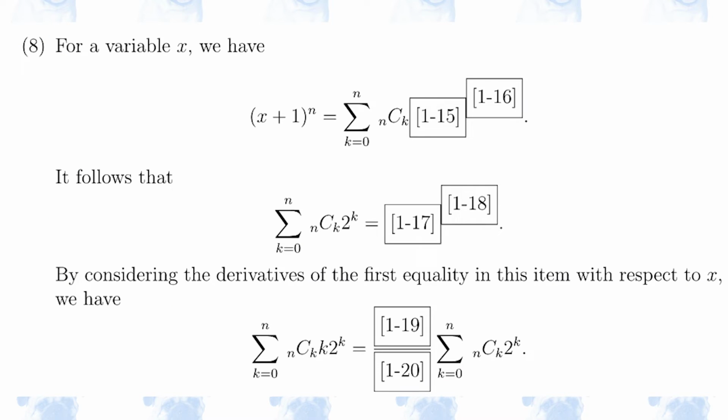Number 8. Let's first of all consider the expansion of this binomial. When n is k, the coefficient is k choose 0 times x to the power of k, and we can ignore 1, plus k choose 1 times x to the power of k minus 1, and so on, k choose k times x to the power of 0.